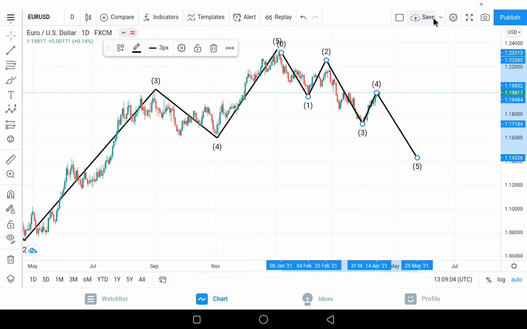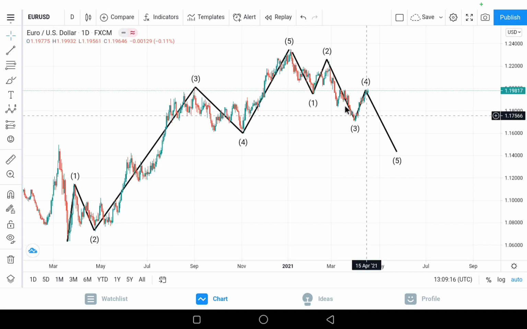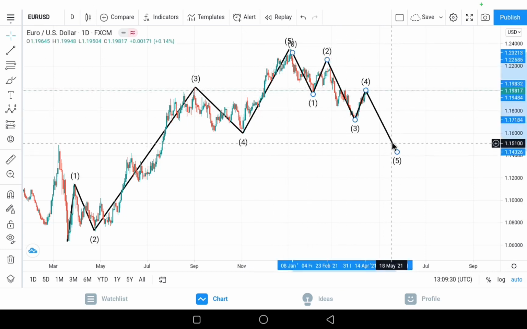Okay. However, if this is still a correction, that is 1, 2, 3, 4, 5. This is how it's going to be. This is how it may be. So let's use one-to-one extensions, just to get an average projection. So 1, 2, 3, 4. Let's say 5 is here.